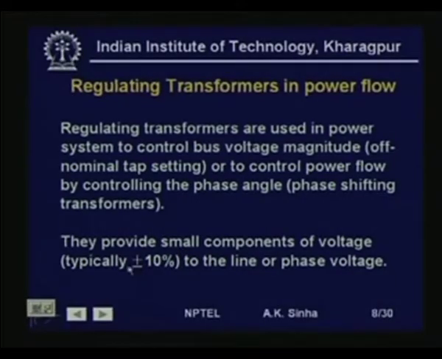Similarly, if we reduce the number of turns by putting the tap below the nominal value, then the voltage on the 11 kV side will increase. In this way, by changing the taps, we can change the voltage at the other side of the transformer. So, the regulating transformer's job is to provide small components of voltage, typically of the order of plus minus 10% of the line or phase voltage. This is what they do. Now, we will see how this is done.